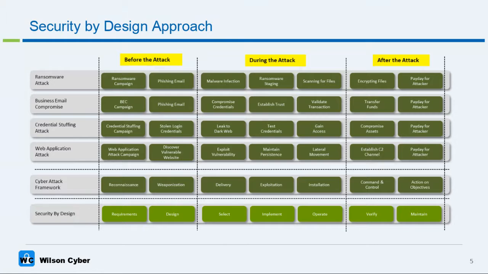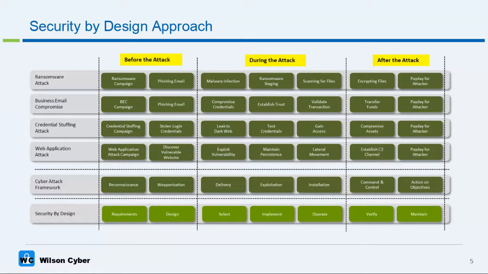Here's our security by design approach. Before the attack, during the attack, and after the attack, we want to make sure that we understand how our attack surface and our threats work, understand a framework for cyber attacks, as well as our security by design, how we mitigate common cyber attacks. So the 4 attacks that we spoke about earlier in the course included ransomware, business email compromise, credential stuffing, and web application attack.